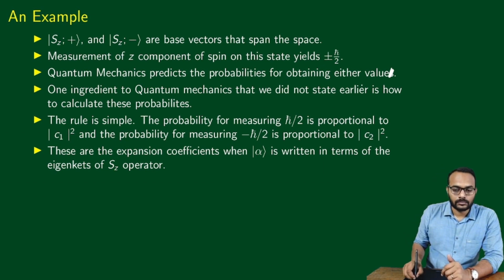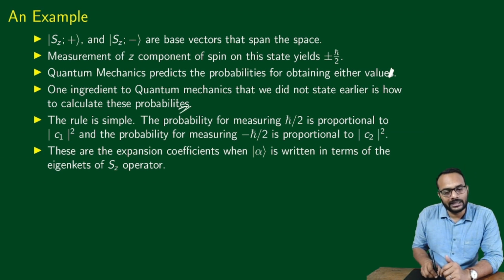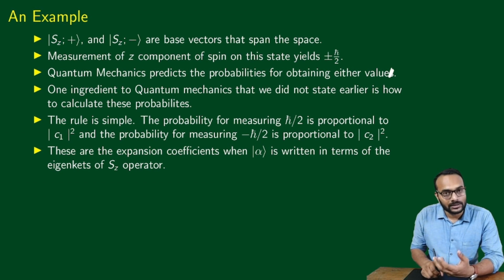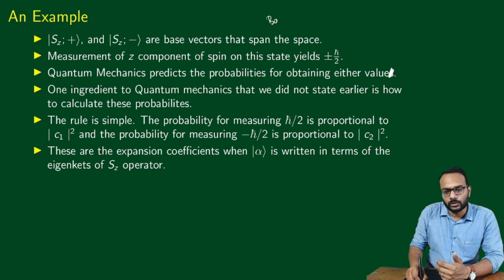So how do we calculate these probabilities? How does quantum mechanics predict these probabilities? The rule is quite simple. Even though we don't know why this works, the rule is simple. You could call it the Born rule.